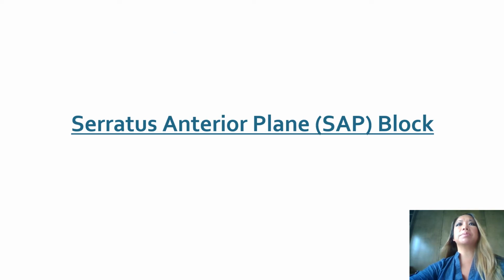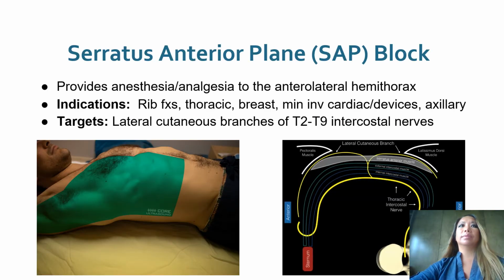So as we follow those spinal nerves out of the back and we move to the mid-axillary line, now we're going to talk about serratus anterior plane blocks. Serratus anterior plane blocks provide anesthesia and analgesia to the anterolateral hemithorax as well as axilla.